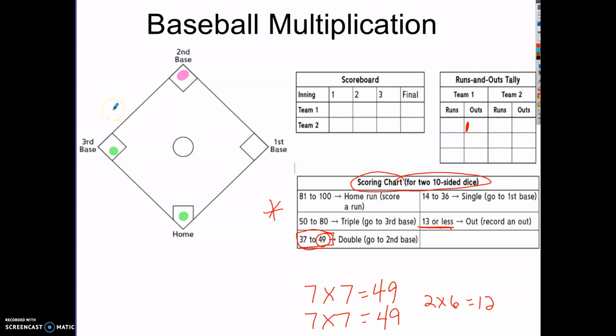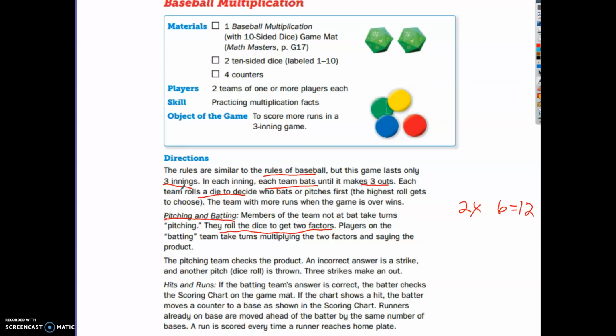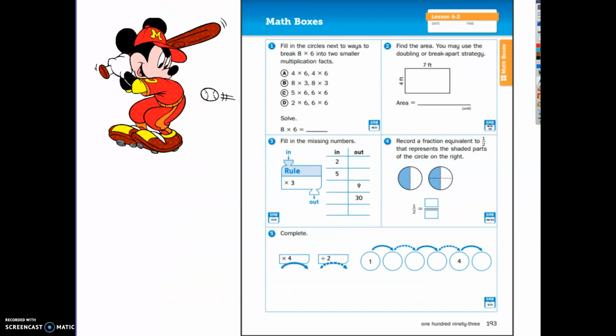Okay? So after your team has 3 outs, it's going to be the next team's turn. You're going to keep score of your runs over here on the scoreboard. After 3 innings, see who the winner is. Have fun with that. You can do this more than once. Remember, we are not using the 10-sided dice. You're going to get out a piece of paper, cut out 20 squares of paper, write 1 through 10, and then 1 through 10 again. And fold those up, put them in a bowl or a bucket, and that's what you're going to use to pick your factors. When you've had enough time with that, go ahead and work on your math boxes. Have fun today.